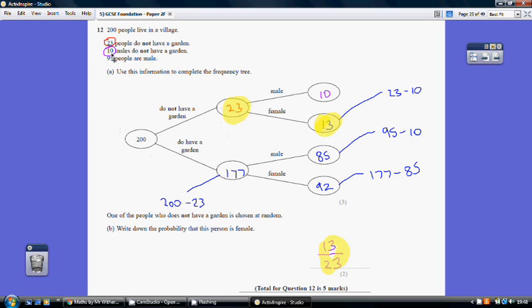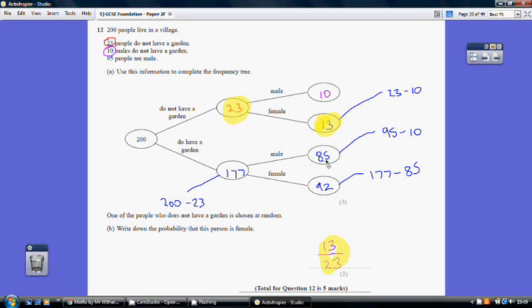Now the next fact I'm told is that 10 males do not have a garden. So of these 23 people who do not have a garden, 10 of them are males. We're given that. So therefore the rest of the people of this 23 must be females. So 23 take away 10 is this 13 here. Now, the next fact I know is 95 people are male in total. Now, I've had 10 males up here, so the rest of the males must be the males down here. So I've worked this one out by doing 95 take away the 10, which is 85.